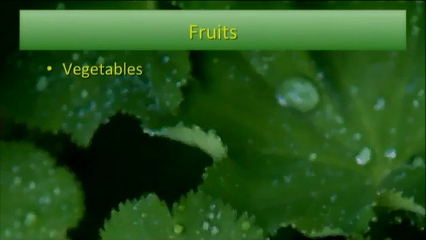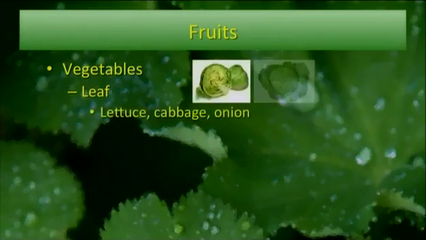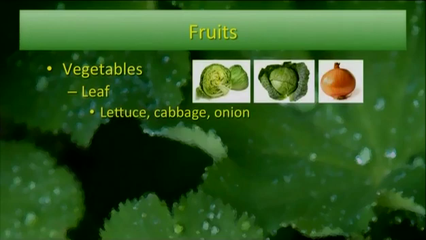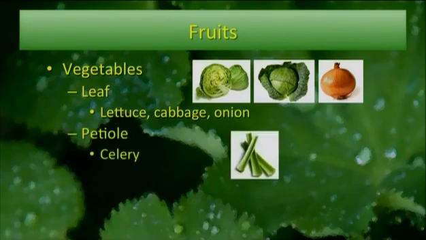Now, how can we differentiate the vegetables from the fruits? Vegetables generally are made of the vegetative organs of plants, like the leaf. In lettuce, cabbage, and onion, the leaf is the part of these different plants that we eat. The petiole we eat in celery, that's actually the leaf stem. You remember the blade and the petiole are two parts of a simple leaf. So a petiole is celery.